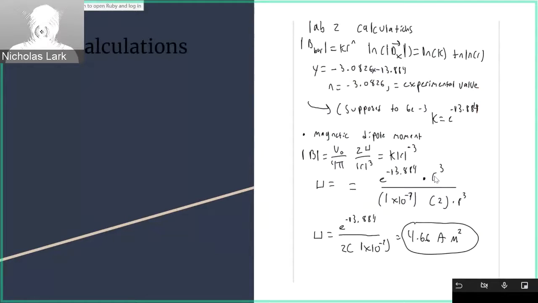Here are my calculations to find the dipole moment. At the top of my calculations is my logarithmic function that I used to graph. As you can see, the slope of this function is -3.08, which is an experimental value. The real value should be -3, so it's very close. And then I set Kr raised to the n equal to the magnetic dipole moment equation, and by manipulating that equation, I was able to find the magnetic dipole moment.